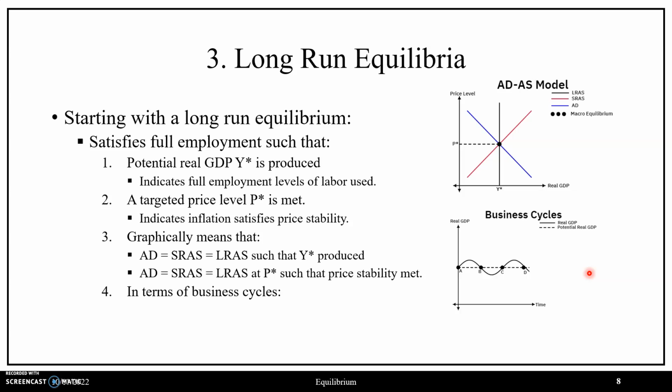But with this in mind, what this means in terms of being at a long-run equilibrium is we will be at an intersection between real GDP.